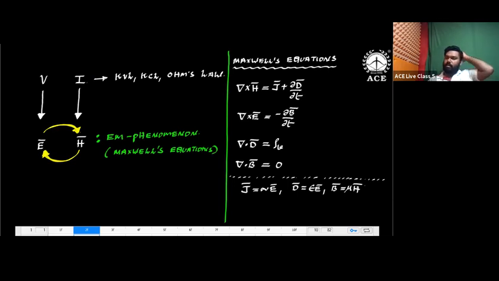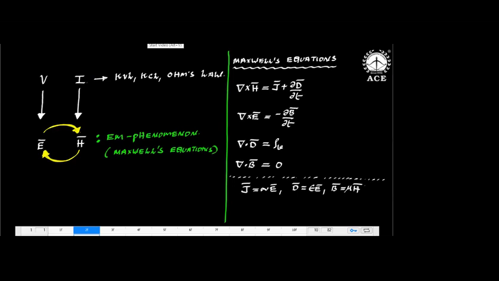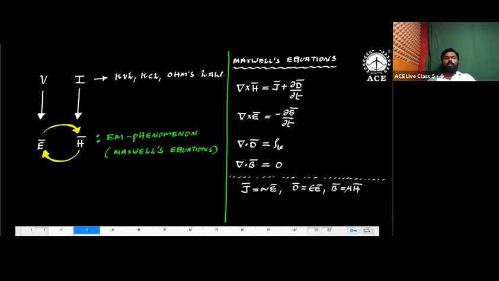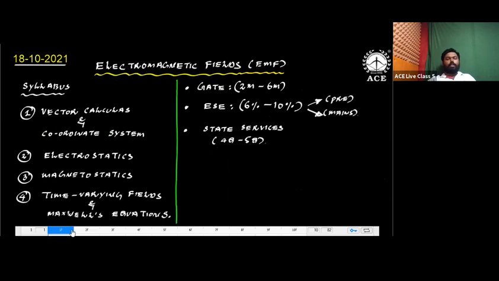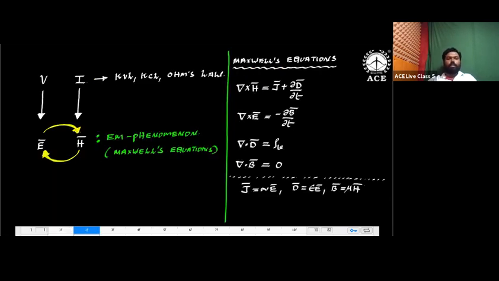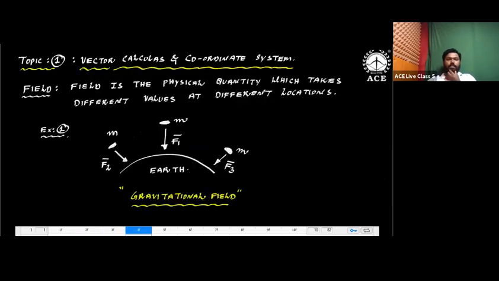And that is explained by what is called Maxwell's equations. Maxwell's equations are explaining the EM phenomena. And if you want to understand Maxwell's equations, you must be reasonably good at vector calculus. That is the reason why your topic number 1 is dedicated to vector calculus. So with that motivation, we started our discussion on vector calculus.